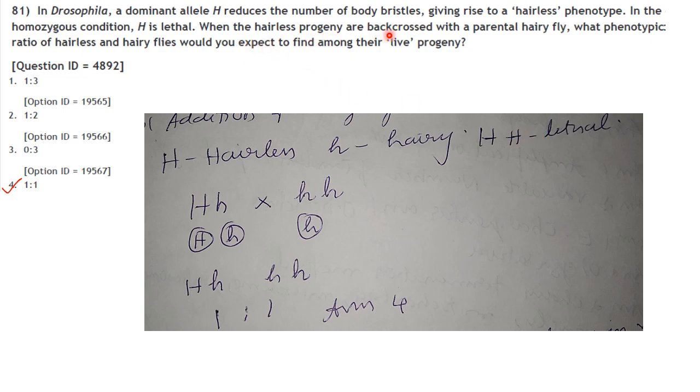When the hairless progeny are backcrossed with the parental hairy fly, what phenotypic ratio of hairless and hairy flies would you expect to find among their live progeny? So the hairless progeny is capital H, small h, that is hairless. If it was HH, then it would be lethal for the organism and it may die off. So naturally the hairless progeny is a heterozygote, and it was backcrossed with the parental hairy fly. Now hairy is a recessive gene, so it is naturally in the homozygous condition. So it will be small h, and you will get 1:1 progeny. So answer will be option 4.